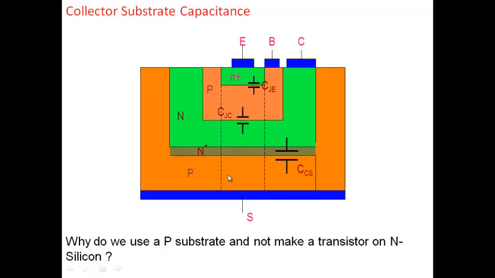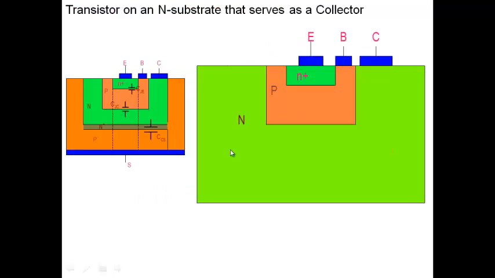Now, I raised that issue earlier and I didn't answer it. Why do I need this substrate here? Why don't I just fabricate my transistor right up till here and leave it there? The issue was, why have a substrate? Why not make a transistor like this? The substrate itself is N-type, and then you have P and then N plus. In this case, there is no additional junction anywhere. I have one junction here, another junction here, and no third junction. So there's no additional collector-substrate capacitance. Why don't I do that?